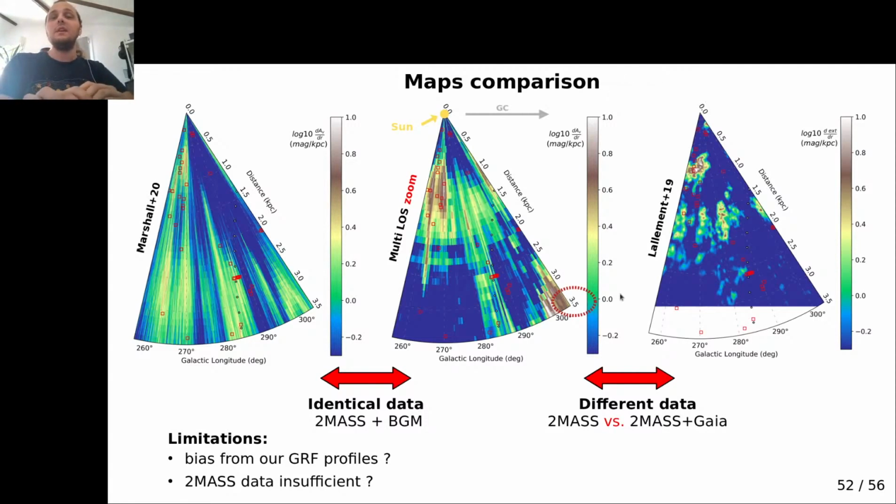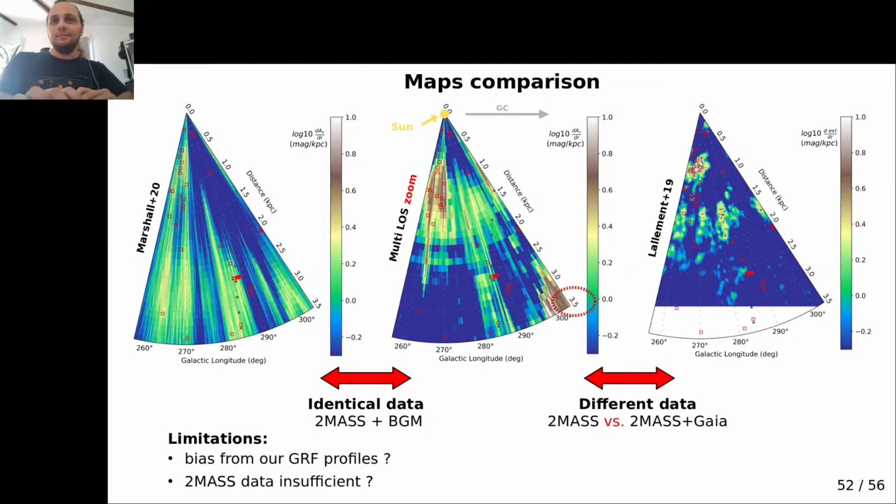So here is what I would call the best state-of-the-art map presently, from Lallement 2019, that combines 2MASS and Gaia data. And you can see that we are not quite in agreement with its prediction, our prediction for close distances, but the Marshall map is not in good agreement either.